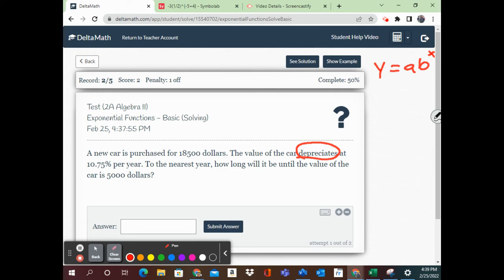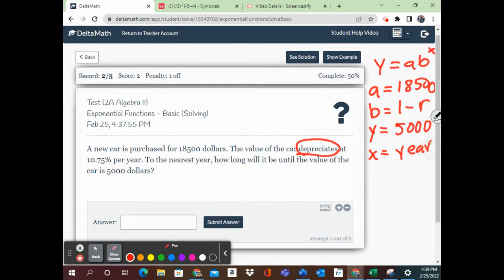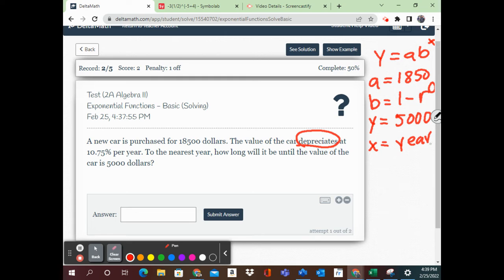Right? So what we have right now is our initial value, which we're going to say is our A, and that's 18,500, right? We're going to have our B, but again, our B depreciates, so that's going to be 1 minus our rate, right? And then we're going to have our Y be equal to the $5,000, and our X is going to be equal to the years that we're looking for, right? And so now we want to be able to calculate what our B is, right?